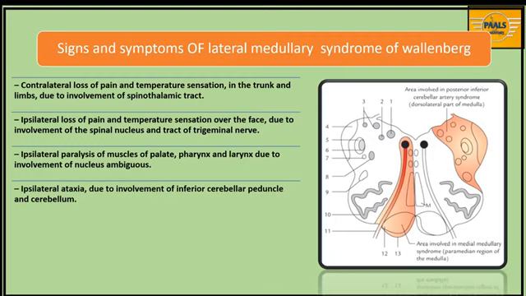One, contralateral loss of pain and temperature sensation in the trunk and limb due to involvement of the spinothalamic tract. We also have ipsilateral loss of pain and temperature sensation over the face due to involvement of the spinal nucleus and tract of trigeminal. As you can notice, the structure affected here is the spinal nucleus of the trigeminal nerve and its tract too.